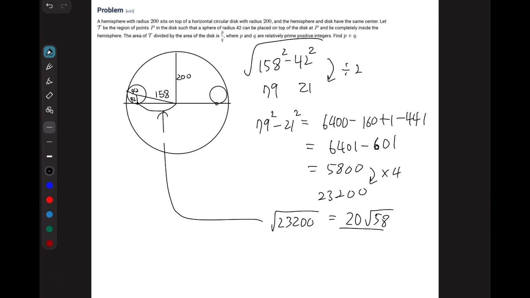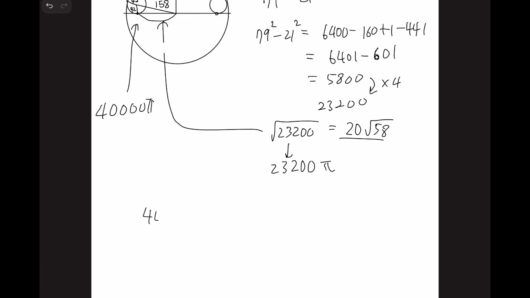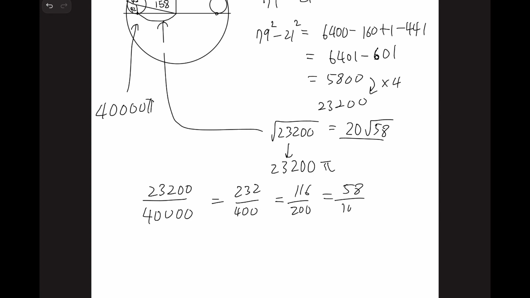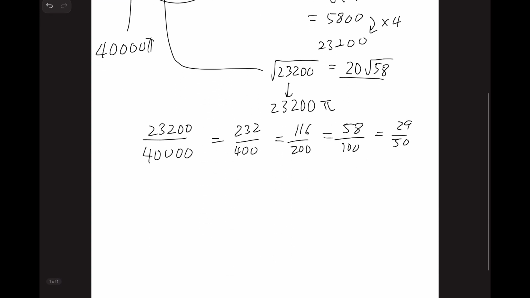Actually, we don't even need to calculate this, since we only need the area, so it's 23200 pi. And the area of the disk itself is 40000 pi. So we divide 23200 by 40000, and this is equal to 232 divided by 400, which is 116 divided by 200, which is 58 divided by 100, and this is equal to 29/50. So the answer is P plus Q, so 79.